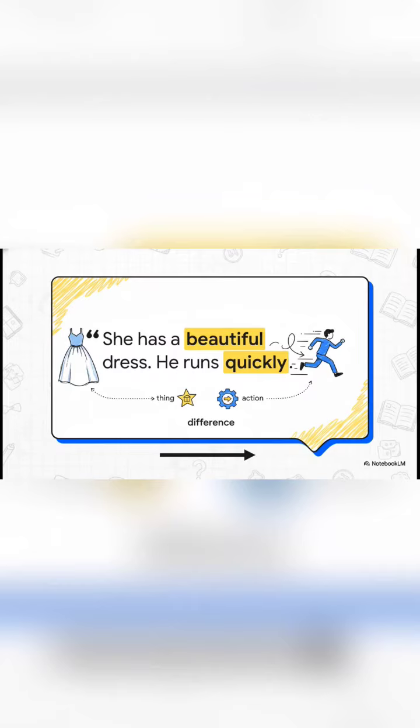Okay, let's break this down. In that first sentence, "She has a beautiful dress." What is beautiful? The dress.